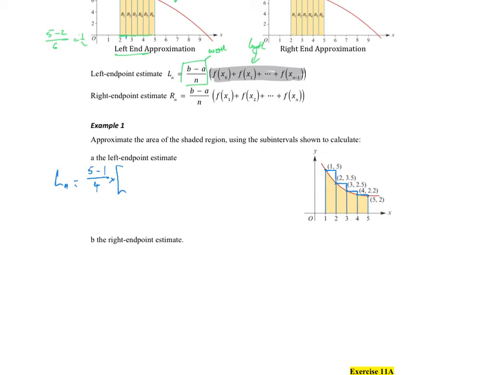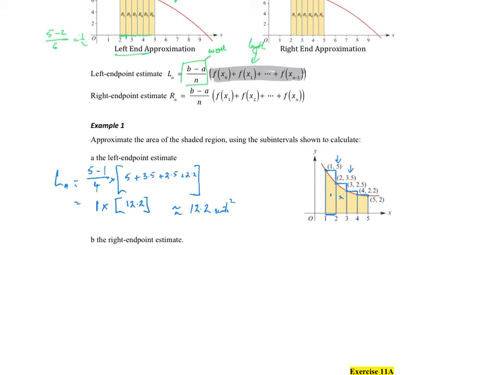times each of the function values. Now, the function value is the y value, isn't it? It's the height. So the height of rectangle 1 is 5, plus the height of rectangle 2, which is 3.5, plus the height of rectangle 3, which is 2.5, plus the height of rectangle 4, which is 2.2. So notice in this instance, I didn't use this point here anywhere. Equals 5 minus 1 is 4 on 4, which is 1, which is my rectangle width, so that makes sense. Times, let's add all these up, 2.5 and 3.5 is 6, plus 5 is 11, is 13.2. So that's my approximate area, 13.2 units squared.